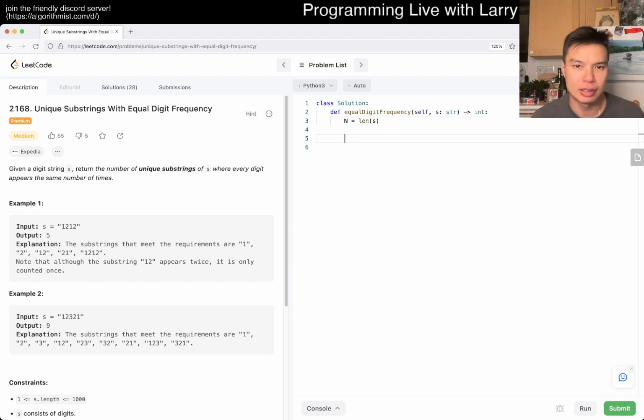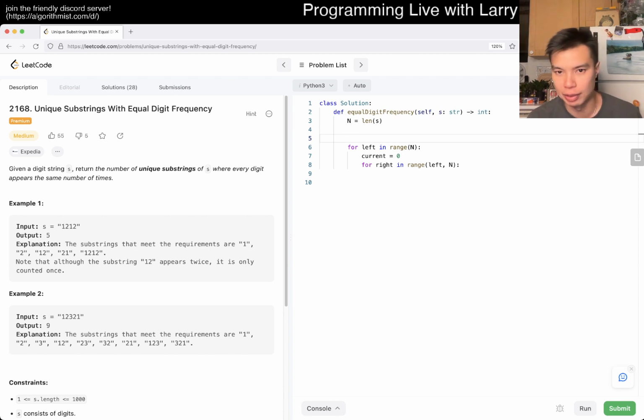let's get cranking. So for left in range of n, right? And then for right in range from left to n, basically. And here I'm just going to use a big int because it's the same as putting a string anyway, at least in Python. So your language may differ a little bit.